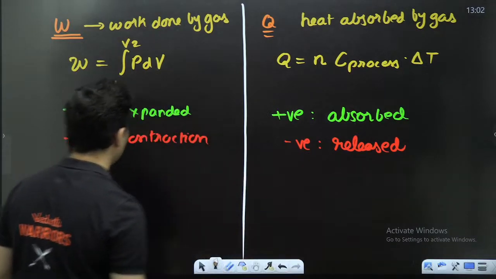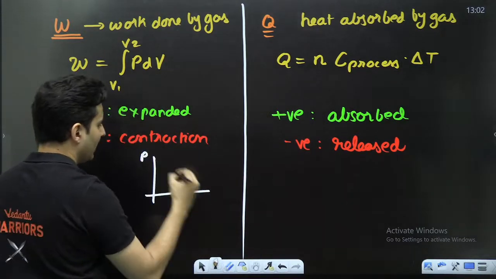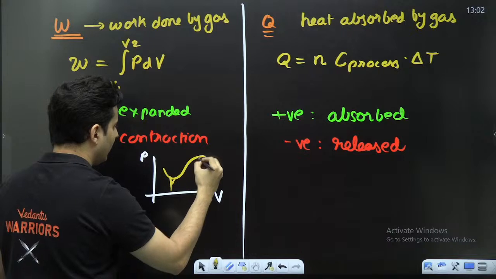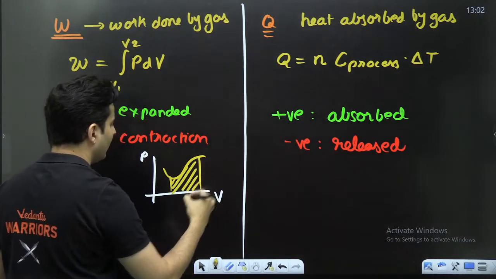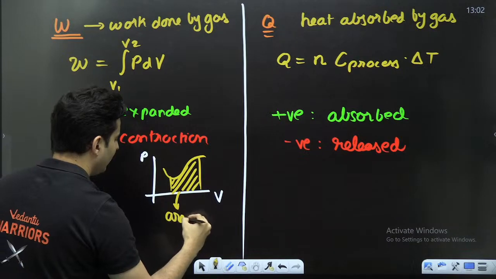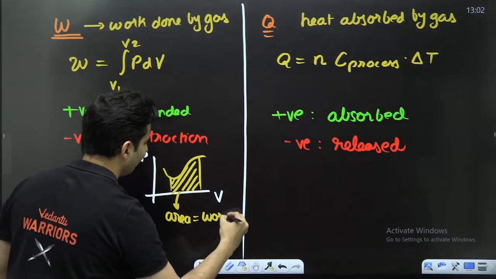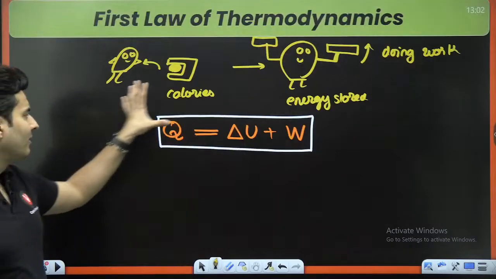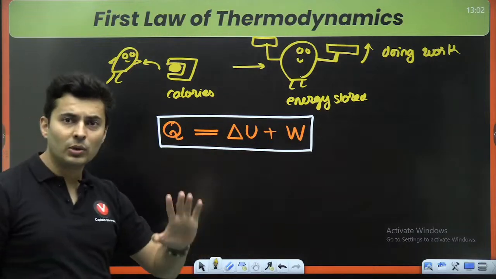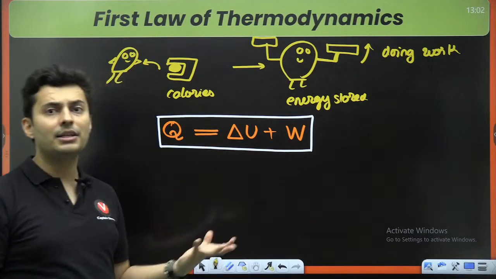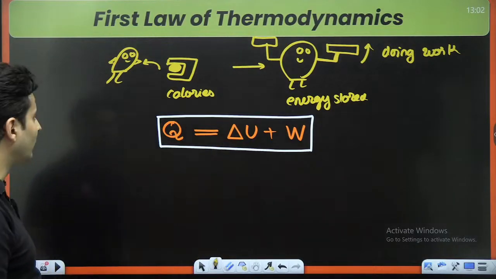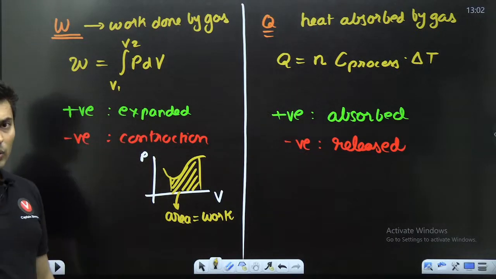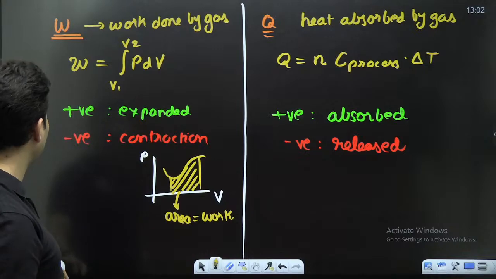One more thing in work which you should know: if you have a pressure versus volume graph, the area under the pressure volume graph gives you the work done. All these things are important with regards to the first law. Delta U I have already told you, it is nCV delta T in the KTG part, so there is no point repeating that here again. Work done and heat, keep all these things in mind. Now, I think we can solve some questions maybe.